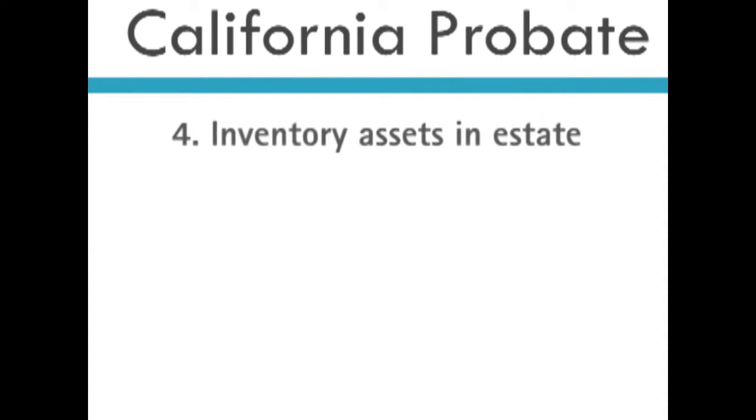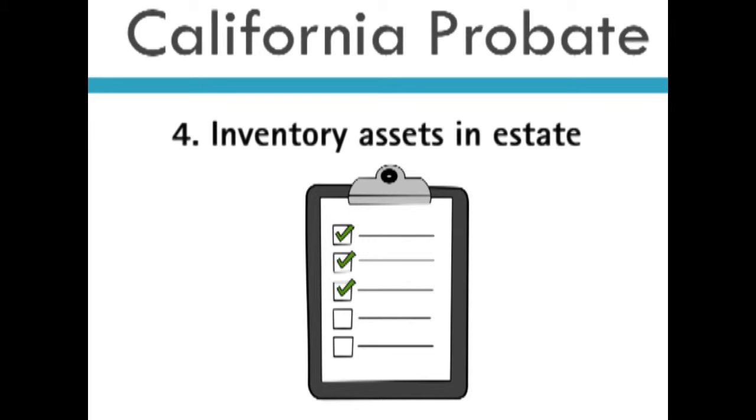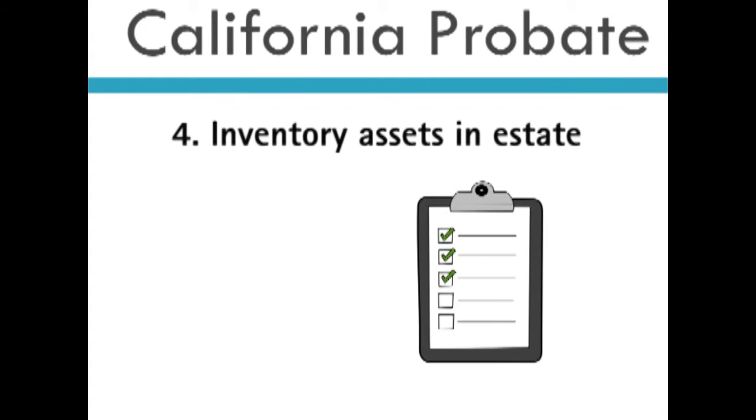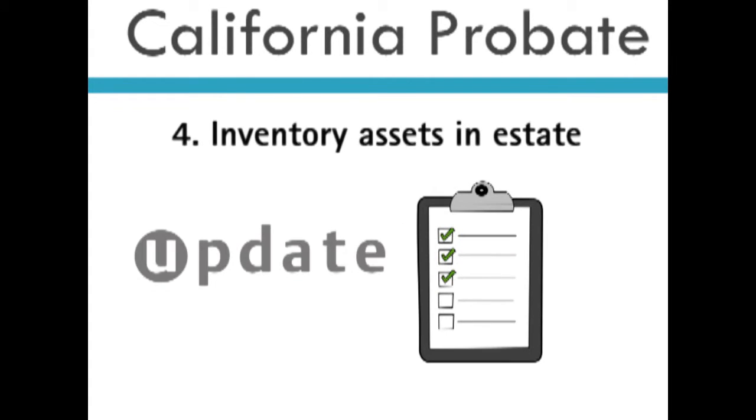4. Your executor will inventory the assets in your estate. The inventory is a list of all your assets as they existed at the time of your passing, but only inventory those assets that were not structured to avoid probate. The executor must have those assets appraised for their fair market value at the time of your death, determine how it's titled, file a court-approved inventory form, and give notice to your heirs. If new assets are discovered, the executor must update the inventory with the court and give notice to your heirs.